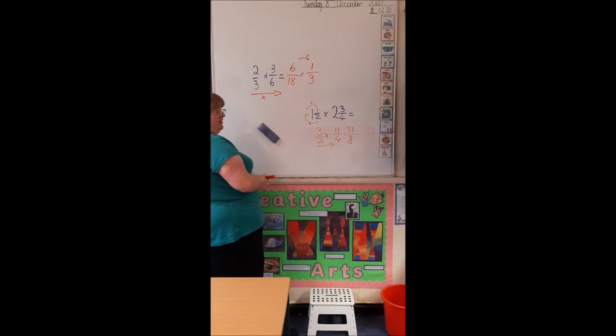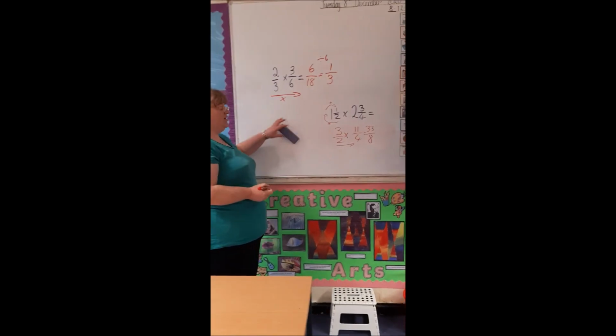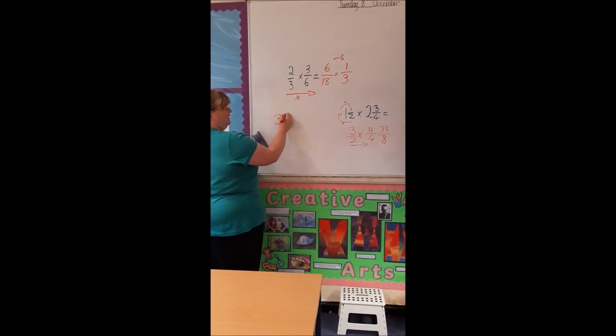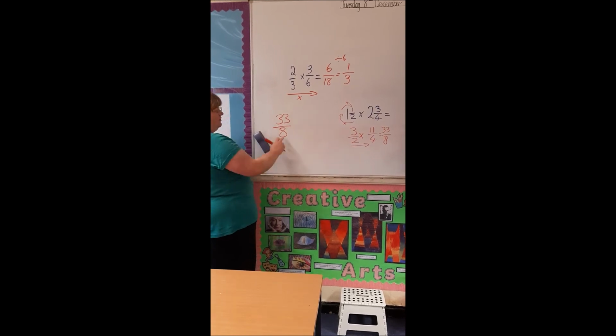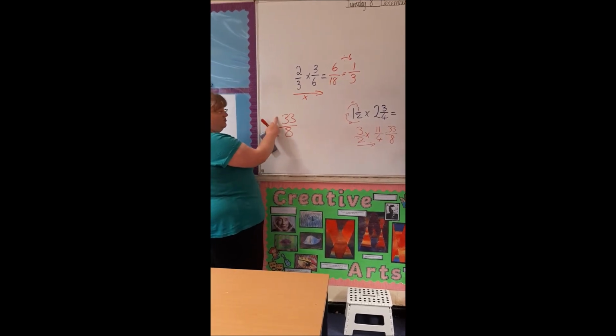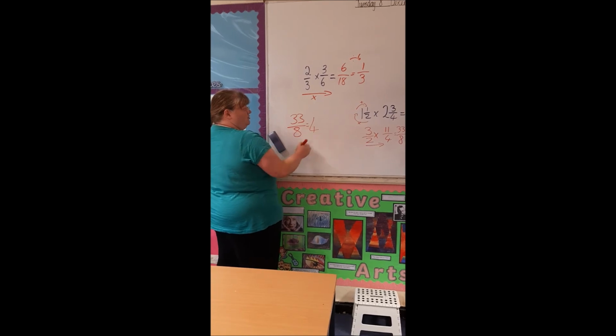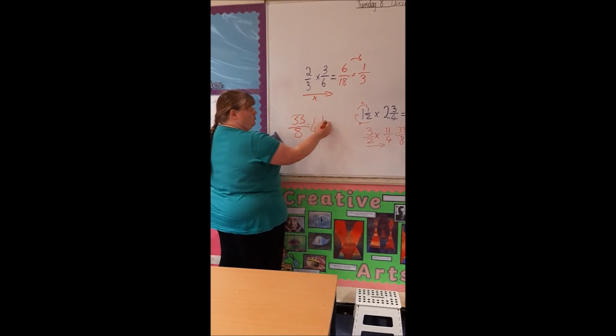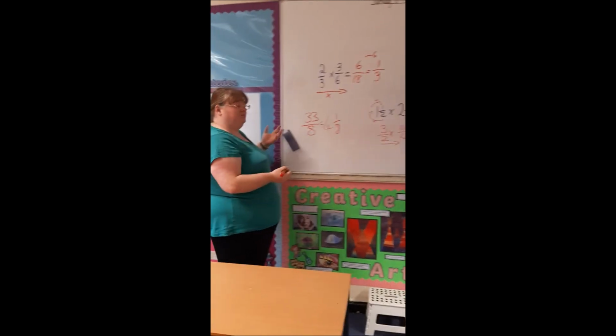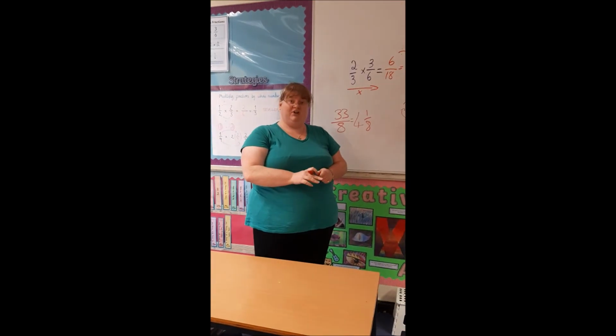Again, we then end up with our improper fraction. So again, to change that, I'll write it over here so that you can see it more clearly. 33 over 8. We then ask ourselves how many 8s will fit into 33. And our answer is 4, and our remainder is 1. And that becomes 1 over 8. There you go. And there you have multiplying fractions.